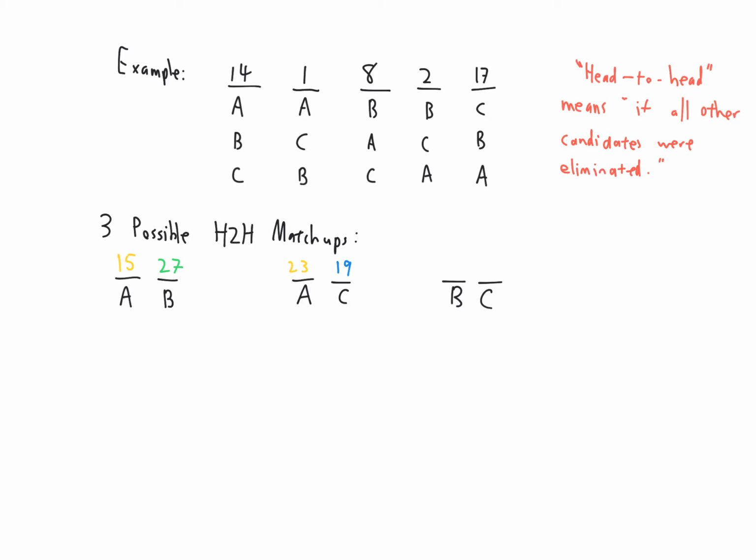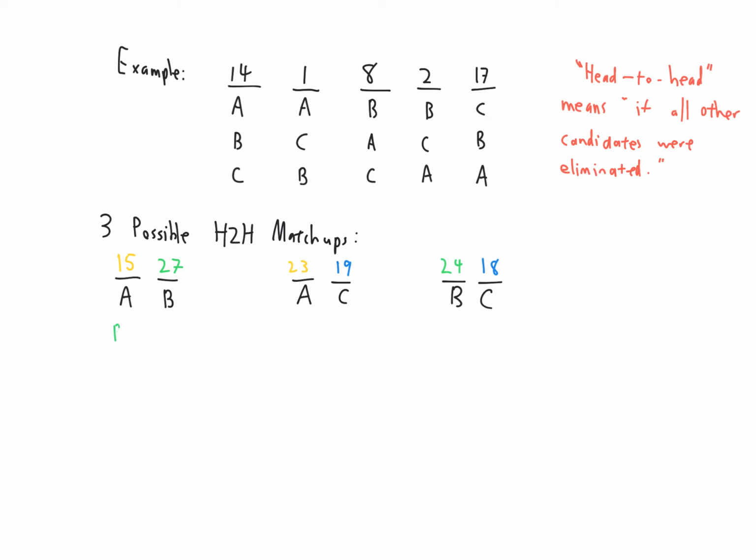Let's do this one more time for B versus C. I'll eliminate A from each column, and we'll look at which candidate, B or C, is ahead among the remaining. I'll highlight in green the ones where B is ahead, and I'll highlight in blue the ones where C is ahead. Tallying these up, we get that there are 24 for B and 18 for C.